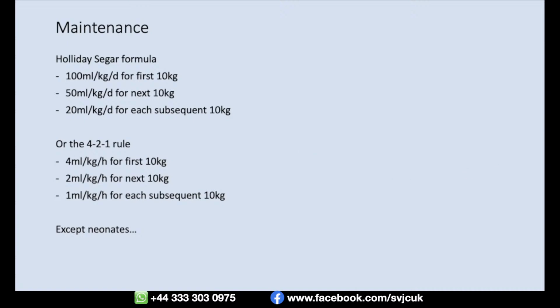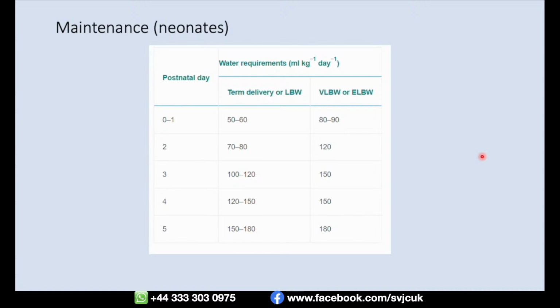Neonates, again, are an exception. So in the first day or two of life, they need very much fluid restriction, so just 50, 60, 70 mLs per kilo of fluid. But once the neonate gets to 5 to 7 days, they need much more fluid, so 150 mLs per kilo per day. This is a daily amount because of that increased metabolic rate.